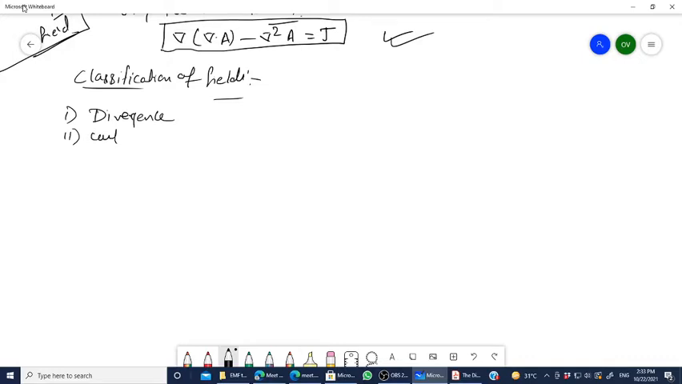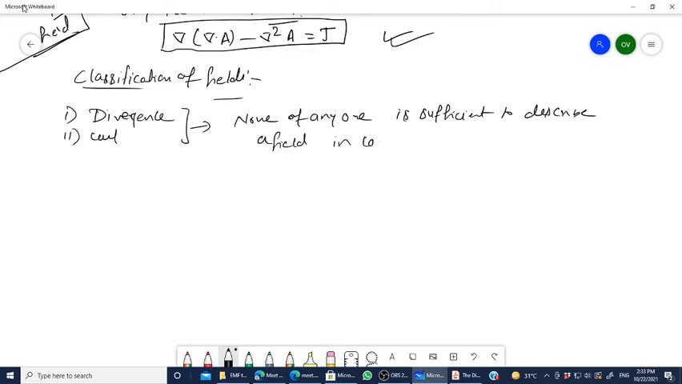None of them alone is sufficient to describe a field in a complete way. Therefore, we are going to classify this field based on the divergence and curl properties into four categories.